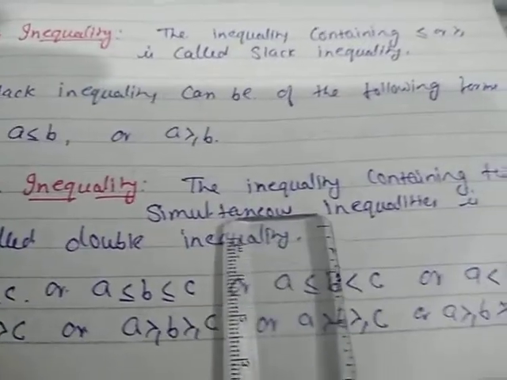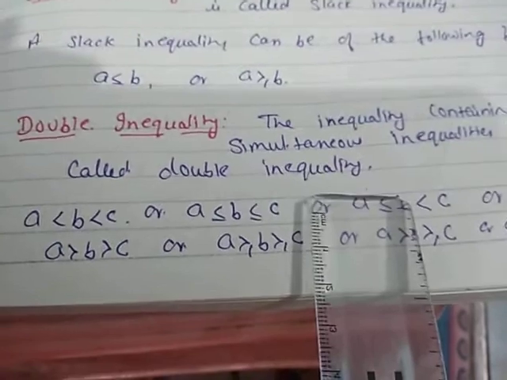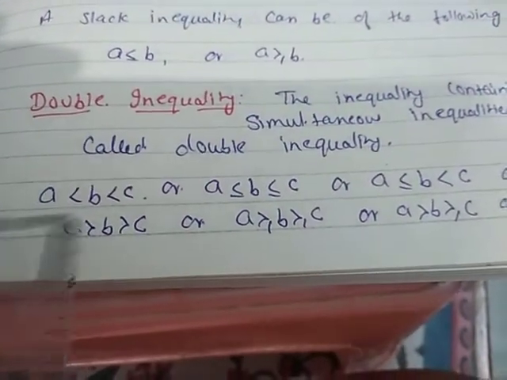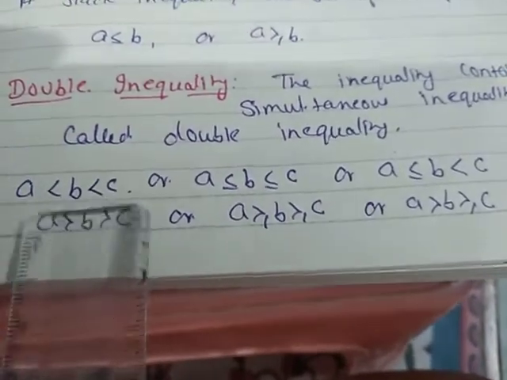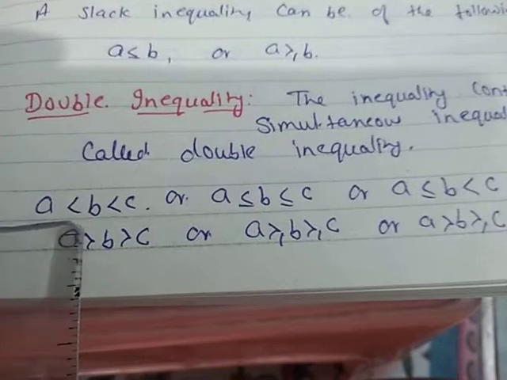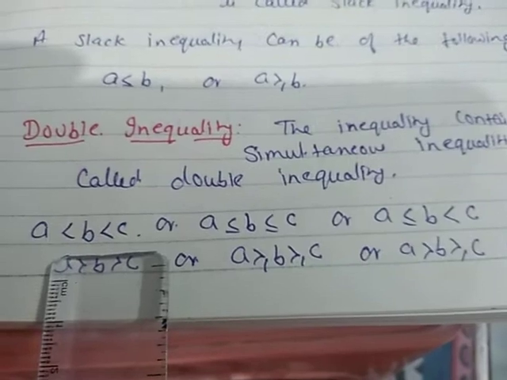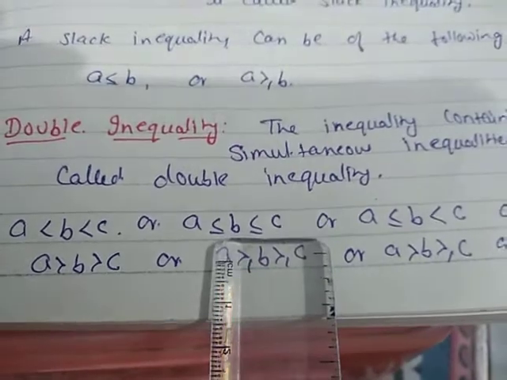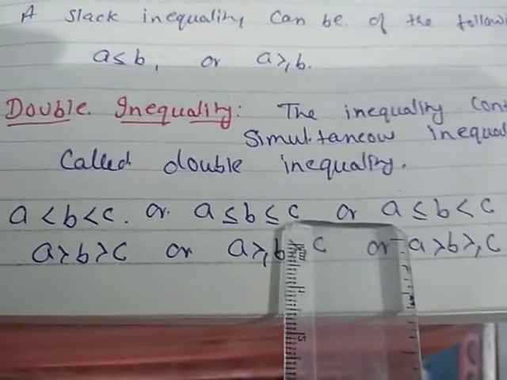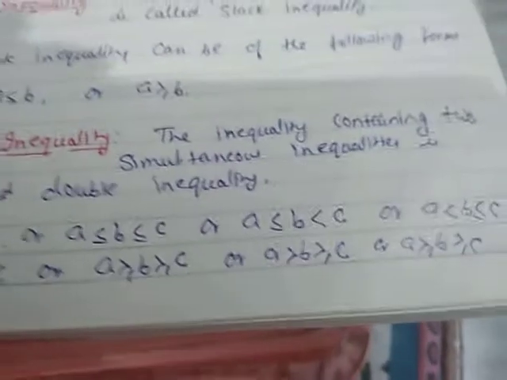The inequality containing two simultaneous inequalities is called double inequality. Just see, children, here three terms are there: A, B, C. B is greater than A and less than C. Two inequality symbols are associated here, therefore it is called double inequality. A is less than or equal to B, which is greater than or equal to A and less than or equal to C. These are double inequalities. Okay.